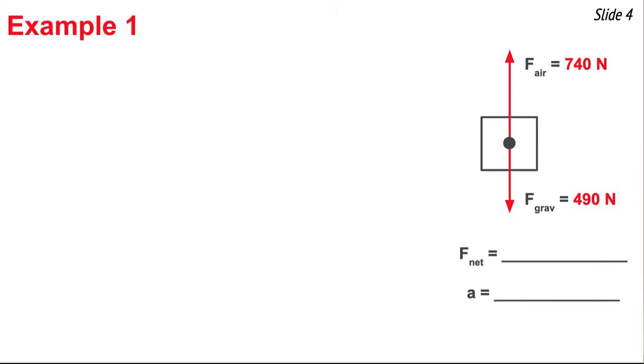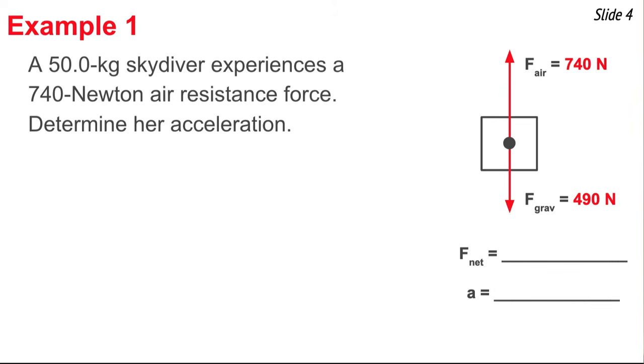In our first example, a diagram is given, and we wish to calculate the net force and the acceleration. We know the values of the two individual forces. If this was written as a word problem, it might be worded something like this. A 50 kilogram skydiver experiences 740 newton air resistance force. Determine her acceleration. The F_grav can be computed from this value of mass of 50.0 kilograms by multiplying by 9.8.